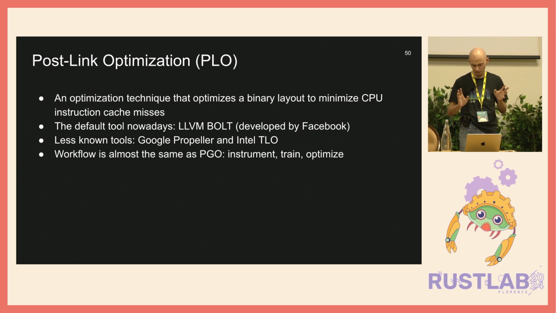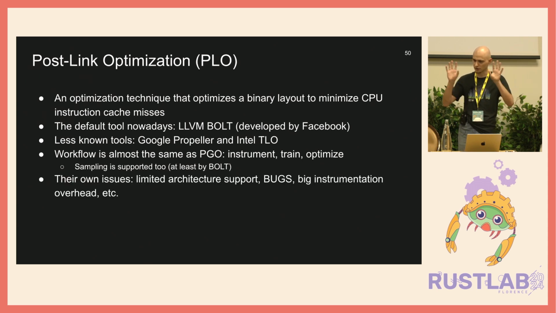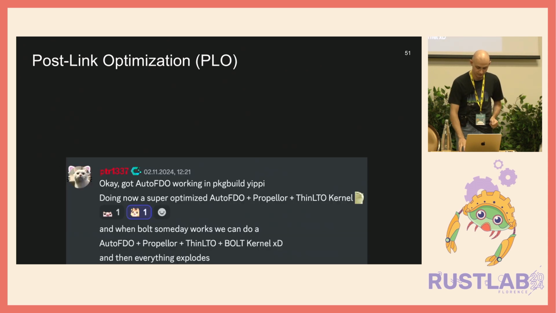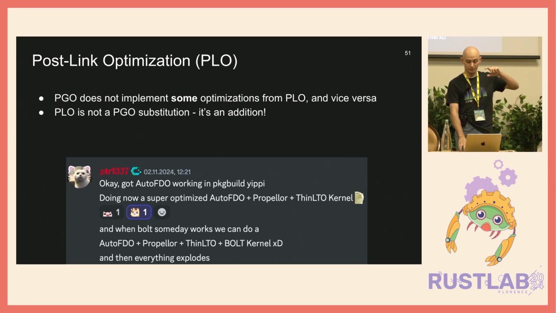The workflow is pretty much the same: instrumentation, train, optimization, sampling was also supported, at least by LLVM BOLT. And it also has a lot of its own issues like limited architecture support, bugs, and so on. I don't have time to discuss it for now, and for now, you can understand this slide. So how many optimizations were enabled by the CachyOS maintainer? All of them. And PGO doesn't implement some optimizations in PLO and vice versa. So PLO is not a substitution for PGO, it's an addition.